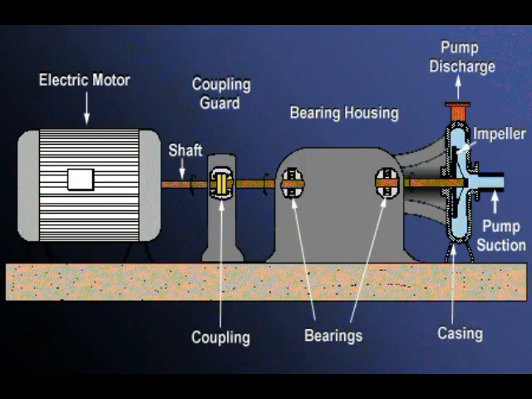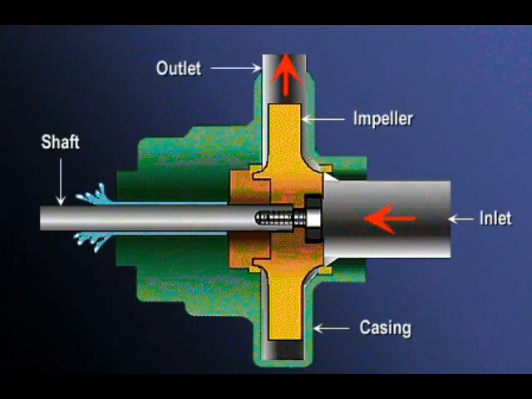Here is the basic diagram again. Note that the shaft and the impeller are the rotating parts. The casing and the piping remain stationary. This diagram illustrates liquid coming in the inlet. Note that there is nothing to prevent the liquid from leaking out along the shaft, as shown here. A special seal is used to prevent this leaking.